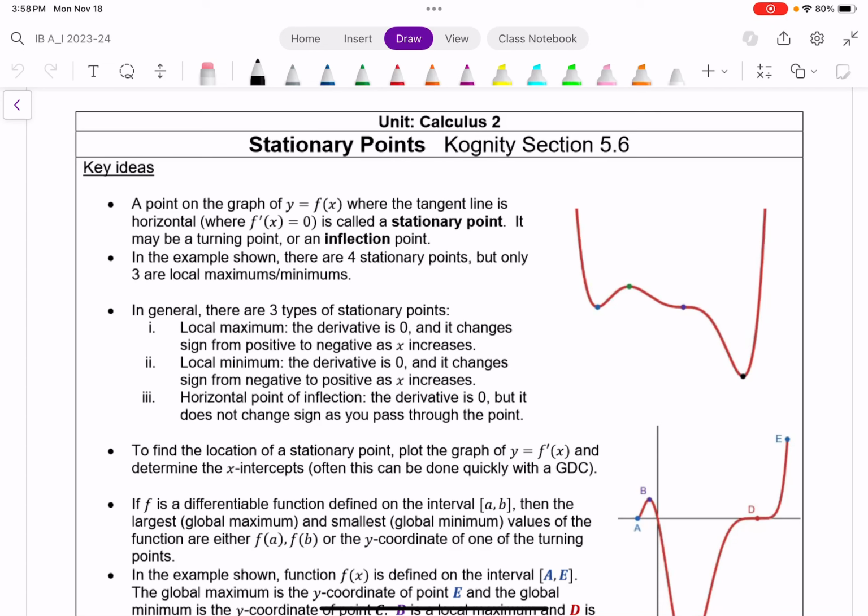All right, this should be a fairly quick lesson, especially since we have access to a GDC for anything we want, and a lot of these things, once you understand some of the terminology, our GDC can do a lot of it. So just a new phrase, a stationary point. Very similar to a turning point. A stationary point is anywhere where your derivative at that point is 0.